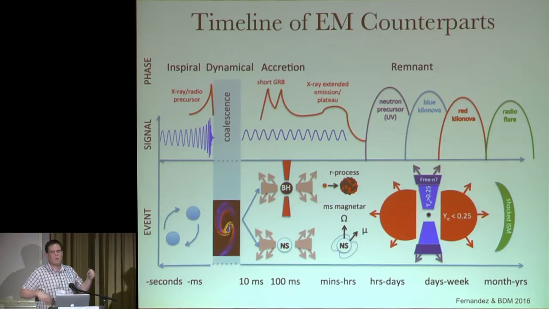And then ultimately, as whatever is ejected interacts with the ISM, we could get a radio flare, on time scales of months, or probably more like years. And so I'll finish there. Thanks.